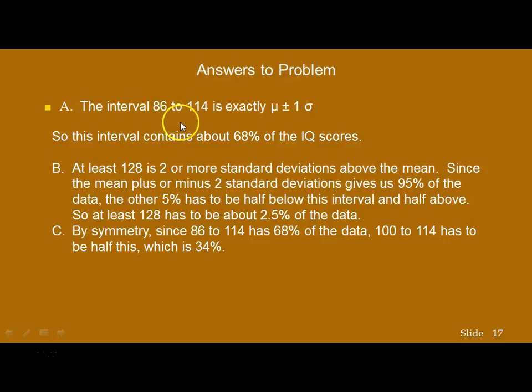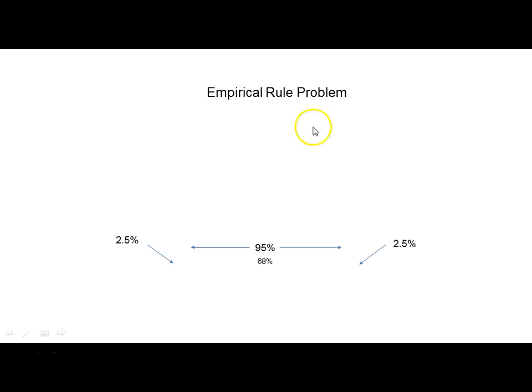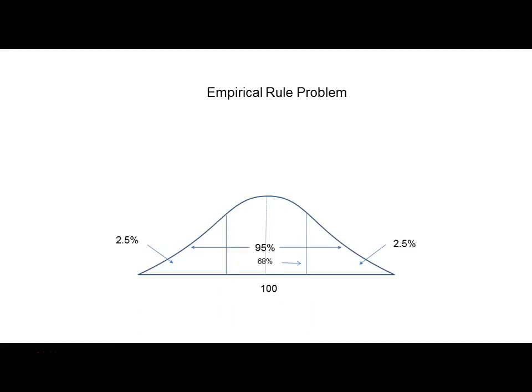Let's start with the first part, 86 to 114. You might notice that that's exactly the mean plus or minus 1 standard deviation. Let's take a look at a graph here. Remember, the mean was 100, the standard deviation is 14. So going from 100 to 114 is exactly 1 standard deviation. Going from 100 down to 86 is exactly 1 standard deviation. And the empirical rule tells you that plus or minus 1 standard deviation is 68% of the data.